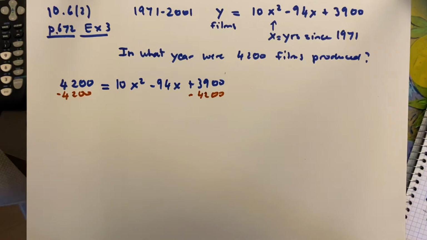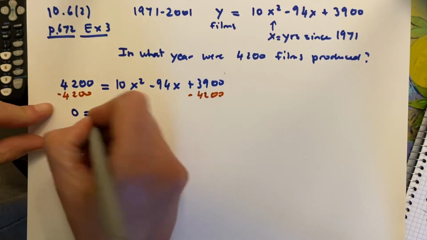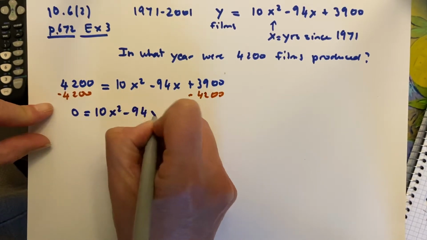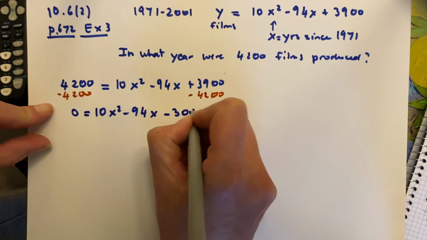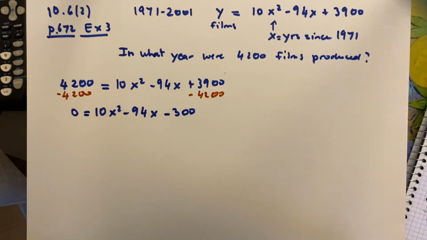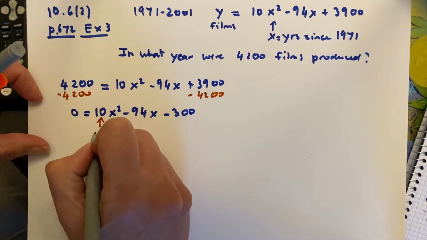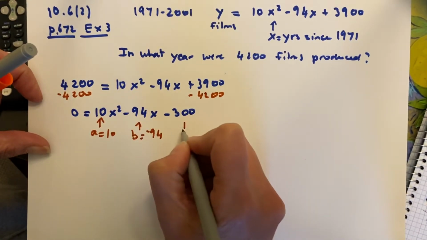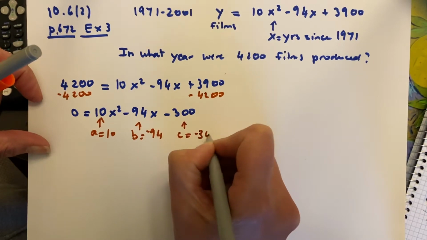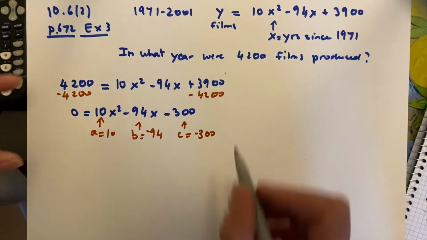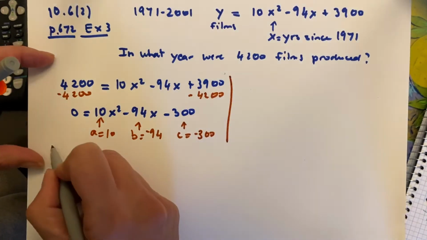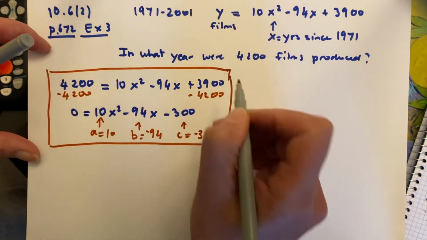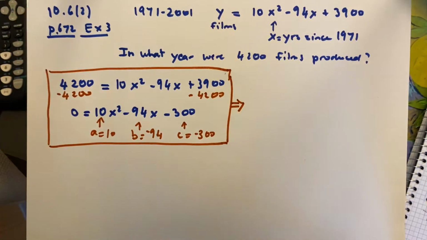All right, my first job is to subtract 4,200 from both sides. And when I do that, I'm going to get my equation next to 0: 0 equals 10x squared minus 94x minus 300. And that lets me set my a, b, and c values. a equals 10, b equals negative 94, and c equals negative 300. I'm going to use those values to plug into my quadratic equation.